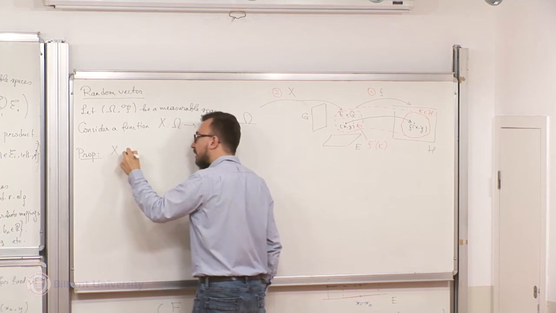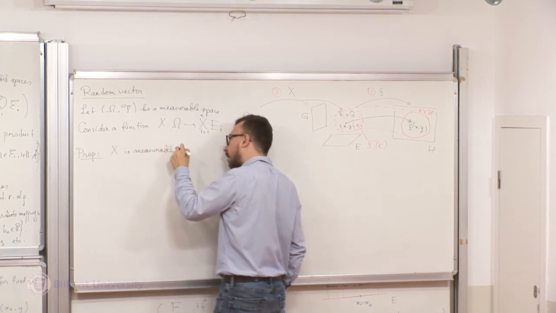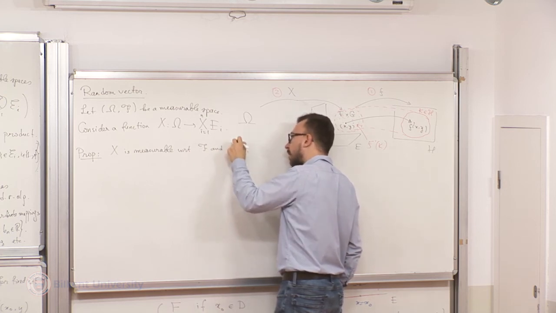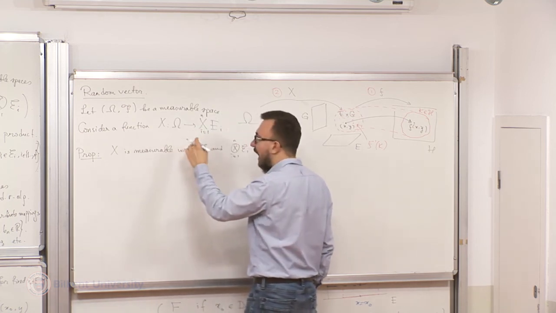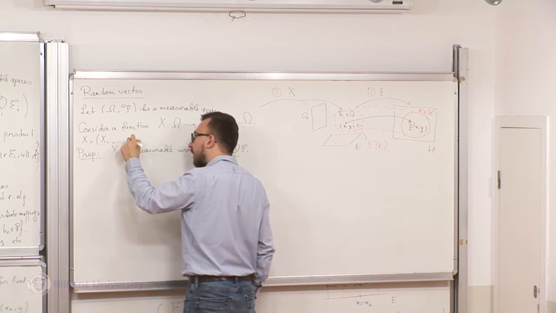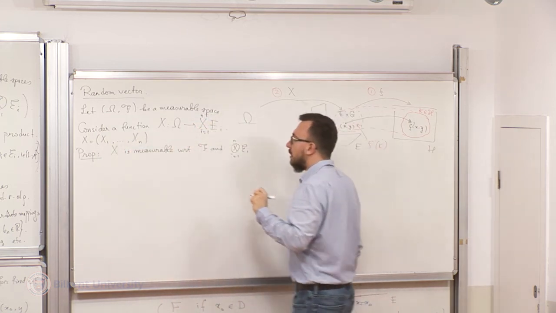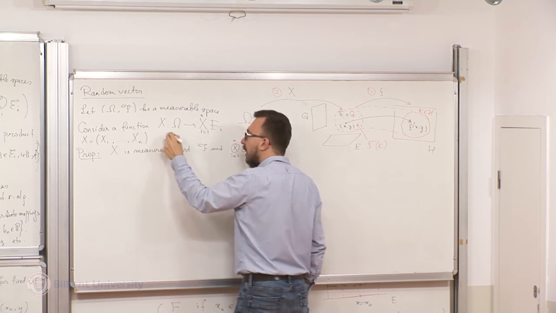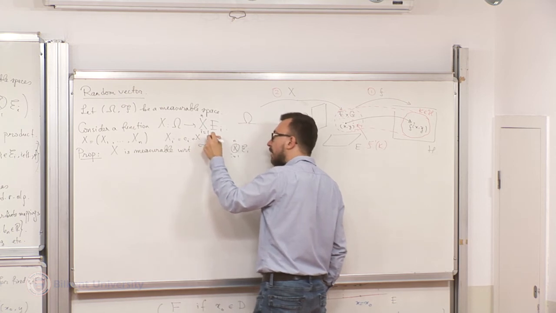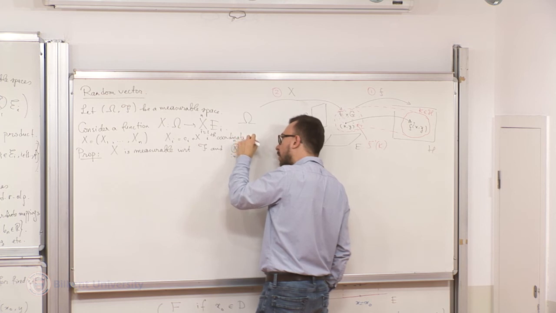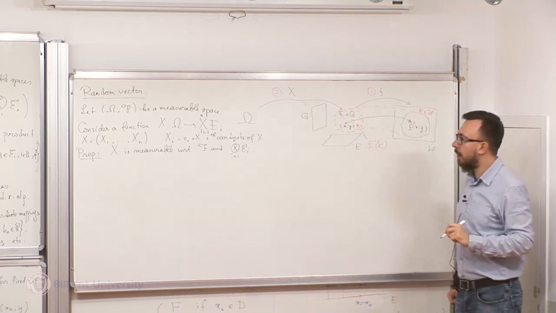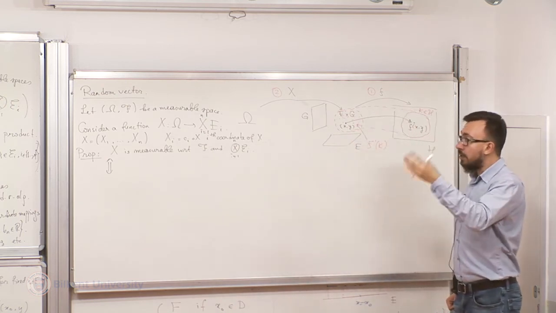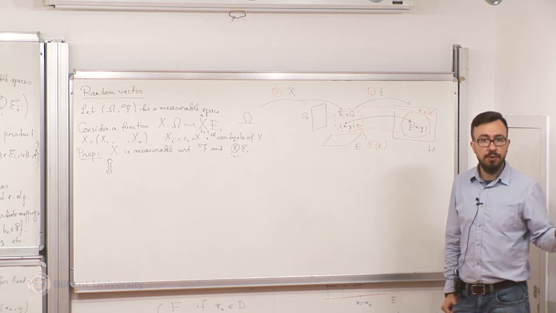So, a proposition: X is measurable with respect to F and the product sigma algebra. Well, whenever you have an X, you can talk about its coordinates. I forgot to say this: X_i is just the ith coordinate of X. The result is that X, as a function mapping into the product space, is measurable if and only if all of its coordinates are measurable.